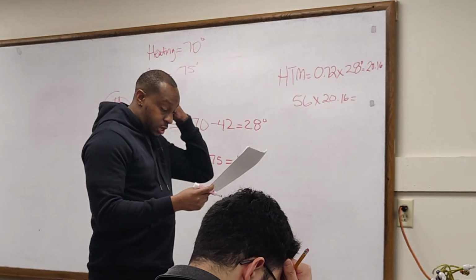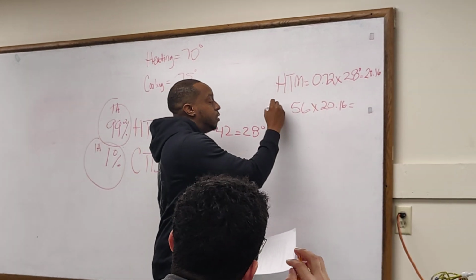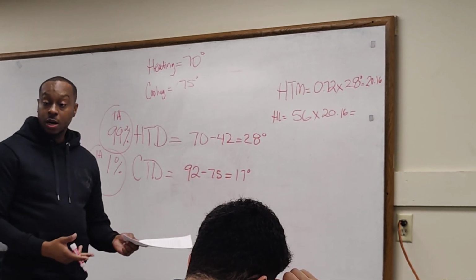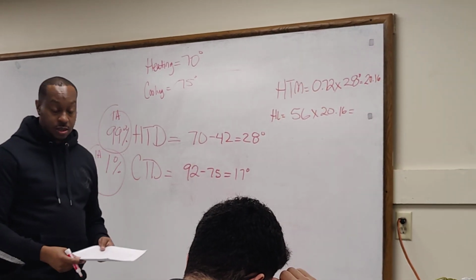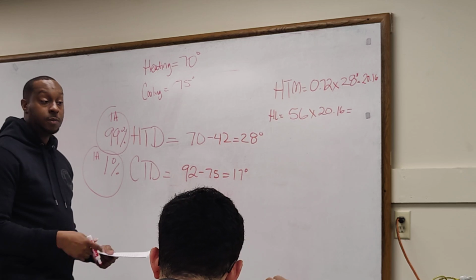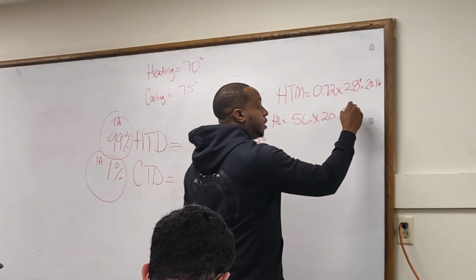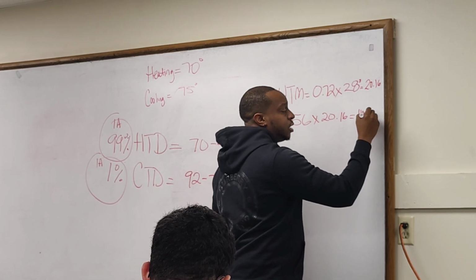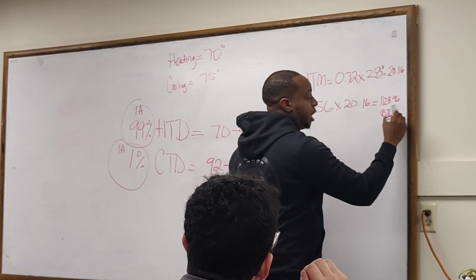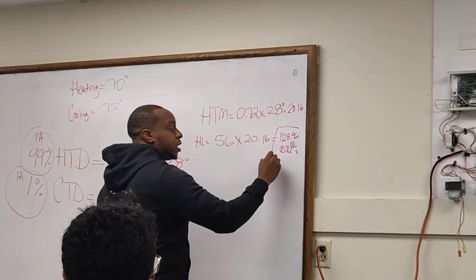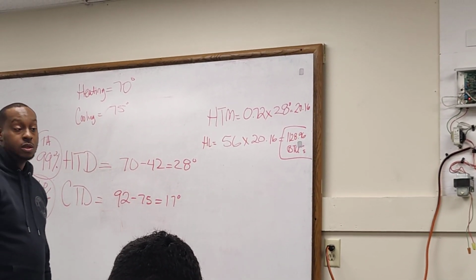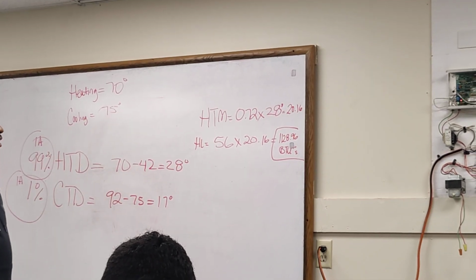You said 7 times 8, so it'll be your HL. Right now we found that HL. You said you got 56 from the 8 times 7. Yeah, the load area times the HTM is how you get this. What I got? Somebody, 1128.96. 1128 what? 0.96 BTUs. So the load for this area will be 1,128.96 BTUs. That's how much heat that area is taking up.